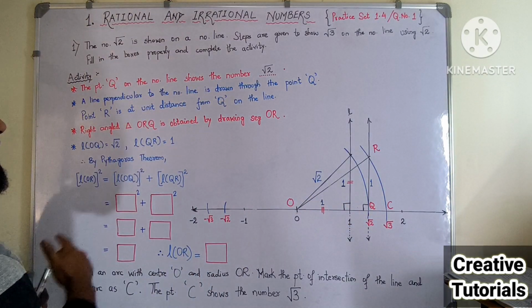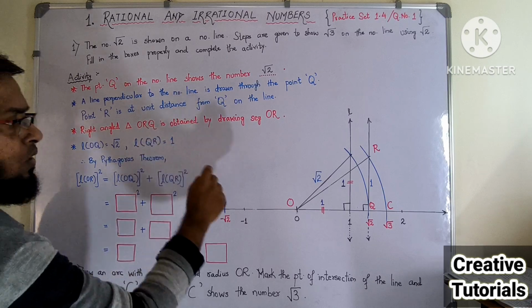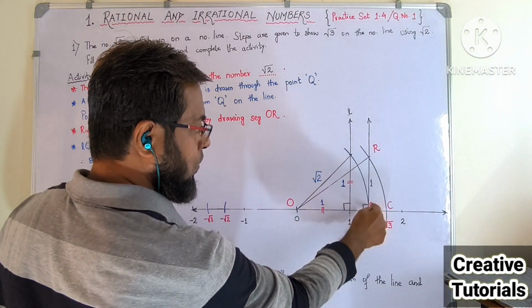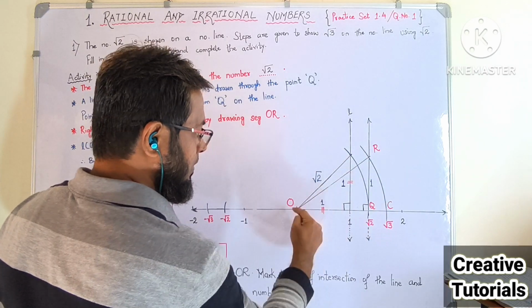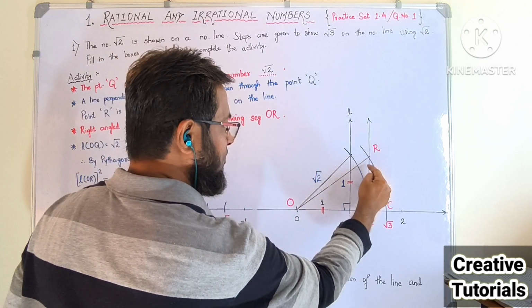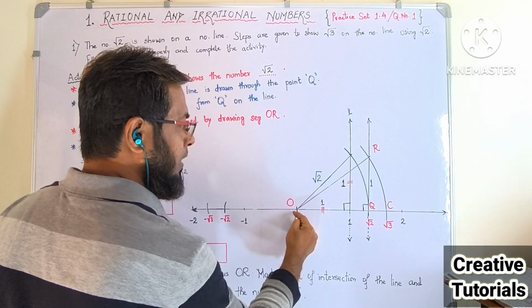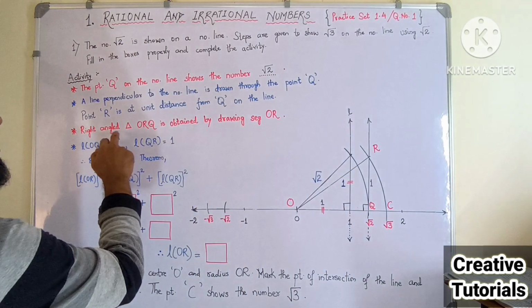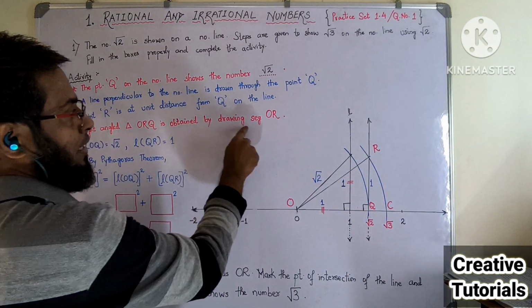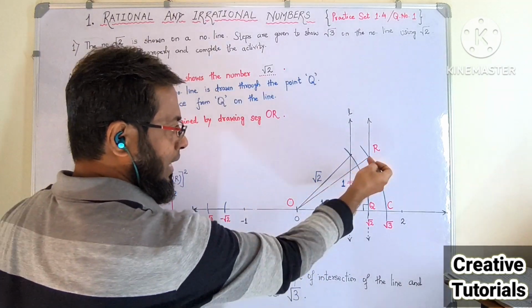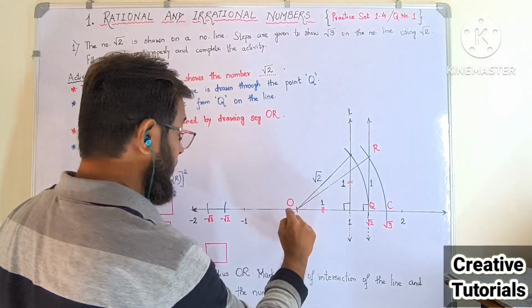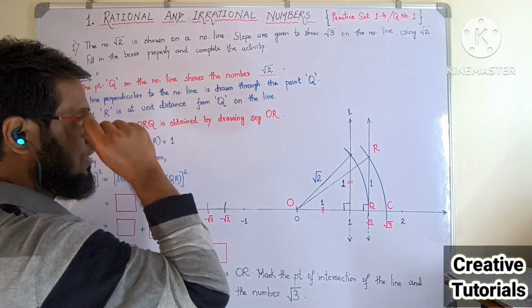Okay. Now right angle triangle ORQ, this one, correct? From here to here, then like this, and then back. This triangle is a right angle triangle, obtained by drawing segment OR. Right, now when I join this O and R, my right angle triangle gets completed.